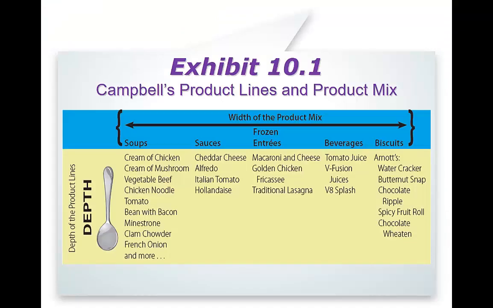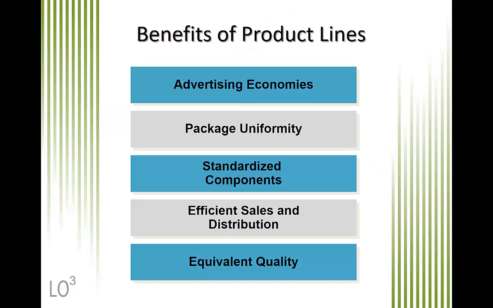Exhibit 10.1 shows Campbell, the soup manufacturer's, product lines and product mix. Here, cream of mushroom is the product item, but the collection of the soup products is the product line. And there are different product lines such as soups, sauces, frozen entrees, beverages, and biscuits. The collection of everything here is the product mix or product portfolio. So product depth is the number of different product items in a single line, and product mix width is the number of different product lines in an umbrella brand, which is Campbell here.